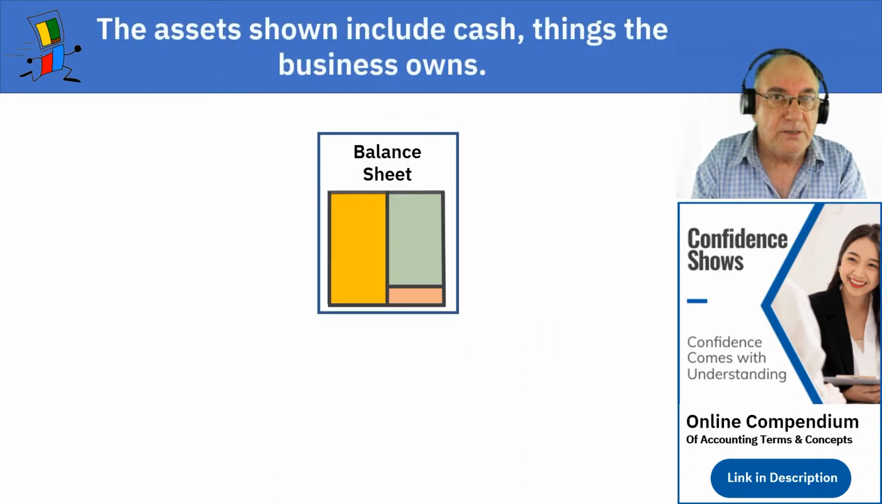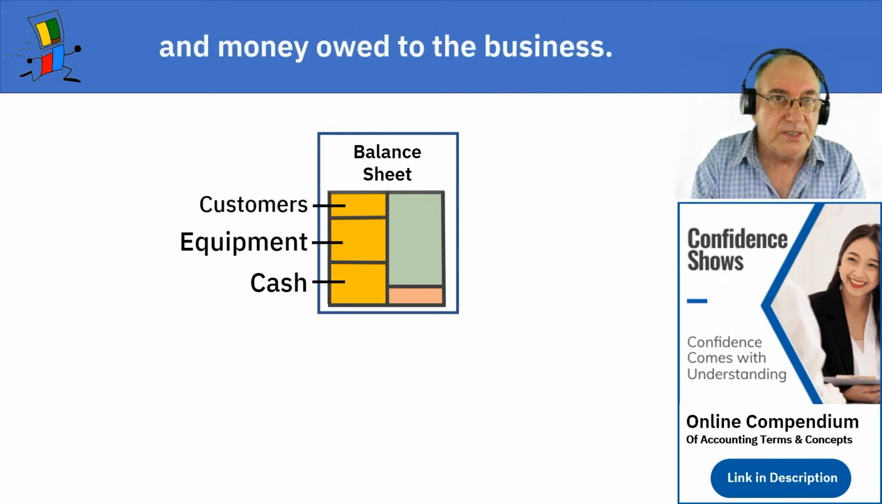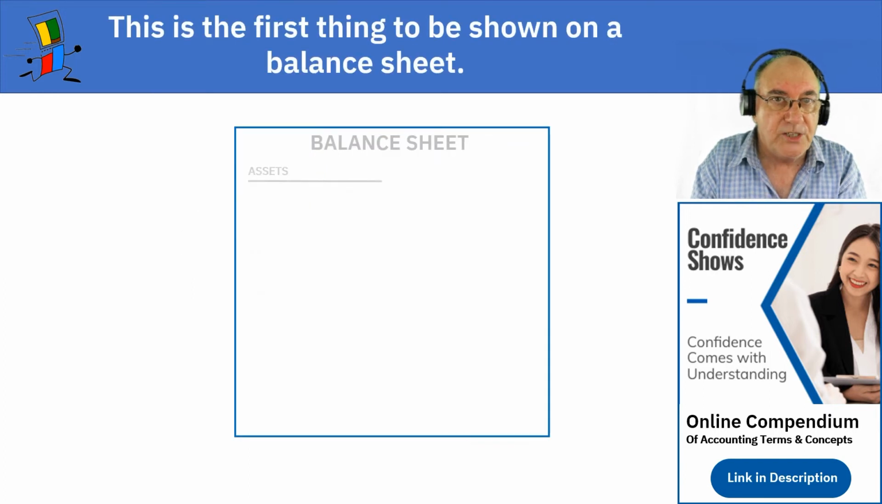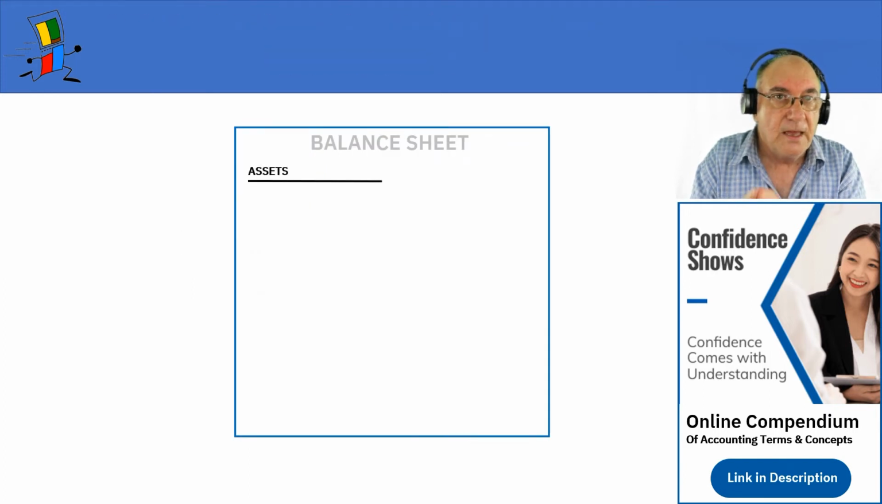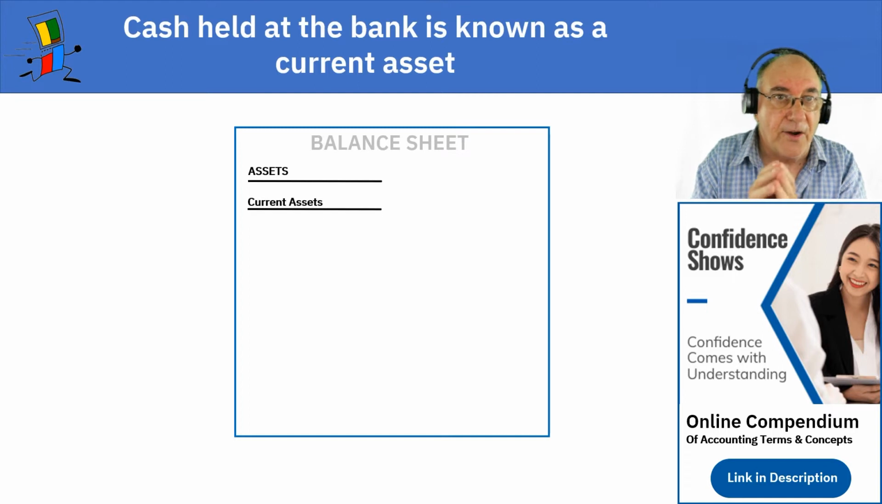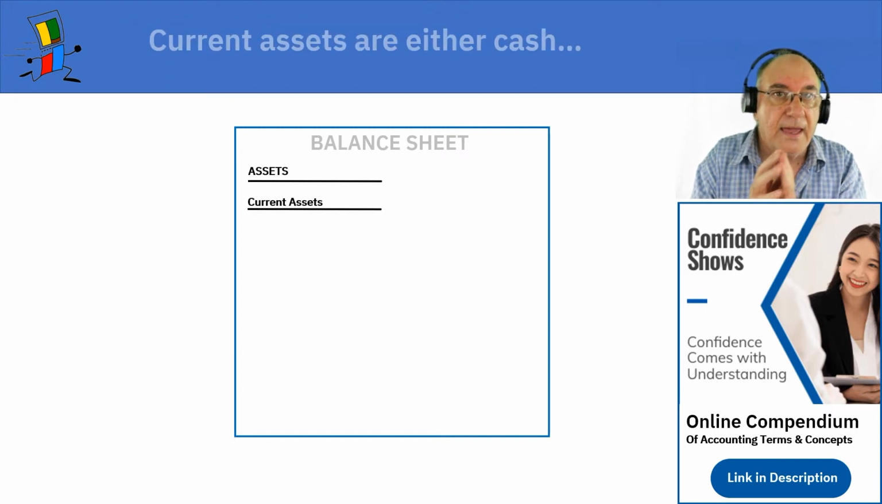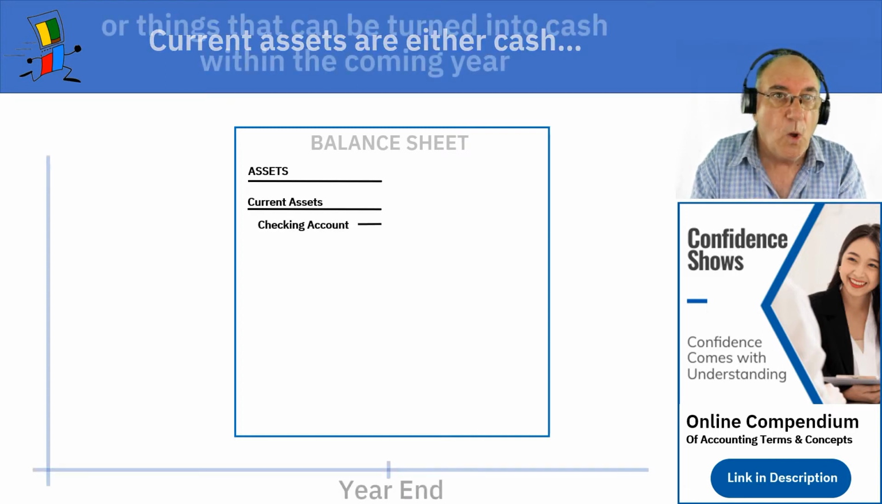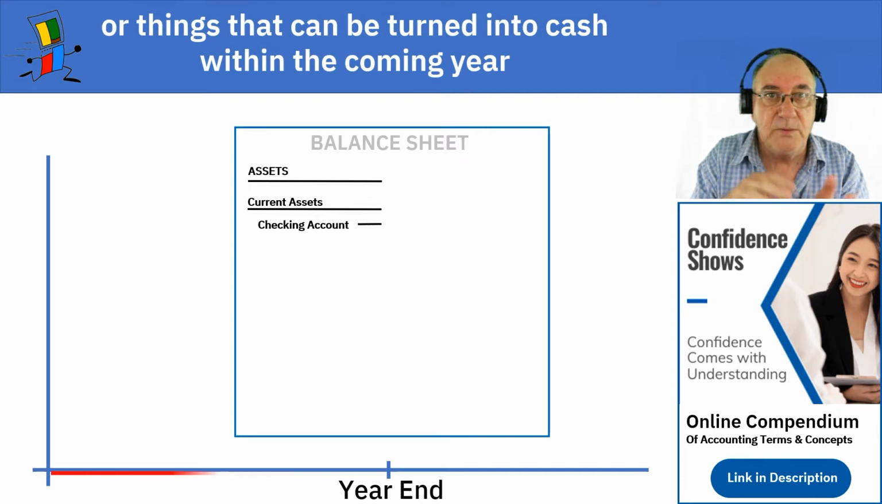Assets include cash, things the business owns, and money owed to the business. This is the first thing to be shown on the balance sheet. Cash held at the bank is known as a current asset. Current assets are either cash or things that can be turned into cash within the coming year.